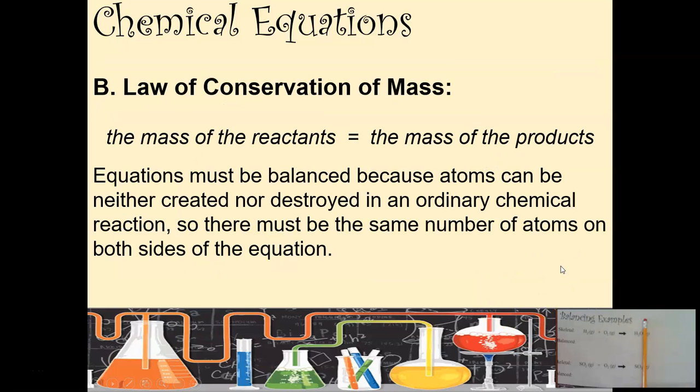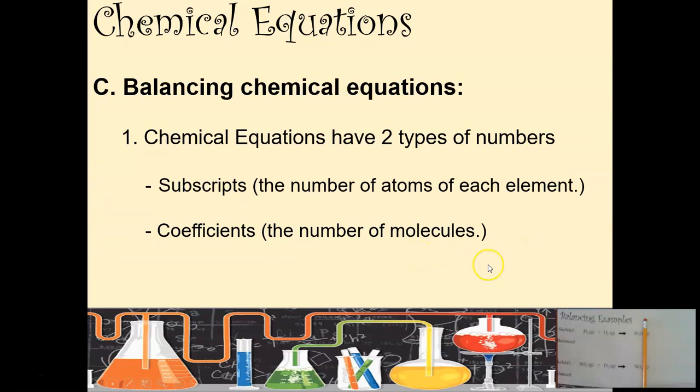The law of conservation of mass: equations have to be balanced because atoms can't be created or destroyed in an ordinary chemical reaction. So there must be the same number of atoms on both sides of the equation. That's why we're balancing them in the way that we are.